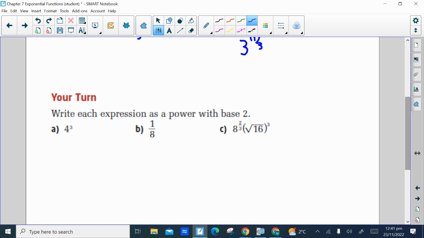Okay, so try those ones on your own. Write each one with a power as a power with a base of 2.